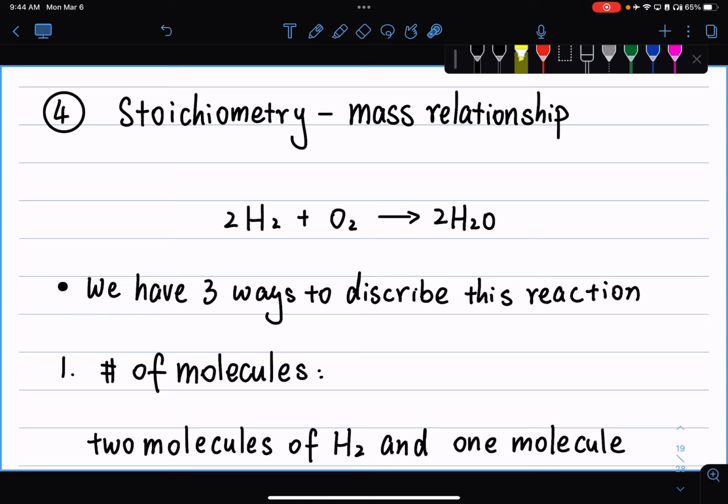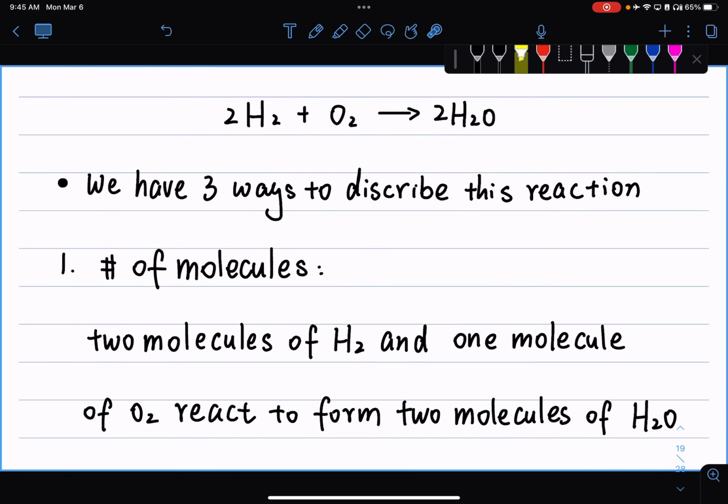So using this equation of burning hydrogen in oxygen as an example, we're forming water. We have different ways to describe that reaction. When we talk about chemistry, it's more or less a new language. How do you say this equation to your colleague, to your classmates? We can describe this equation using the number of molecules. For example, we can say 2 molecules of H2 and 1 molecule of oxygen react to form 2 molecules of H2O in this balanced reaction.